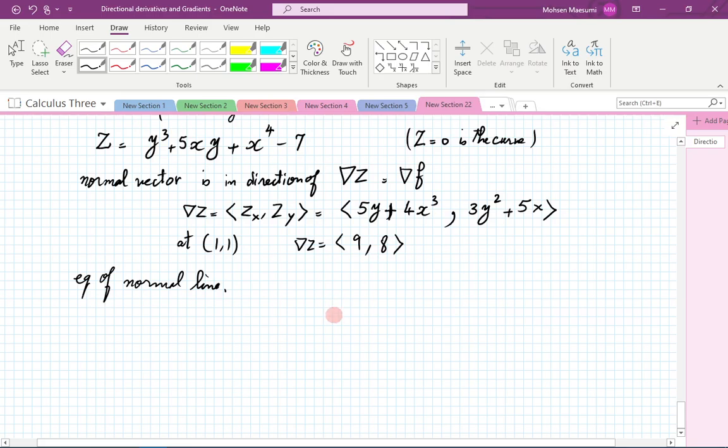Well, if you have a vector, horizontal component is 9, vertical component is 8. What is the slope of it? Slope of it is, of course, 8 over 9. So you are at the starting point (1, 1). You are going at the slope 8 over 9. What would be the equation of your line?